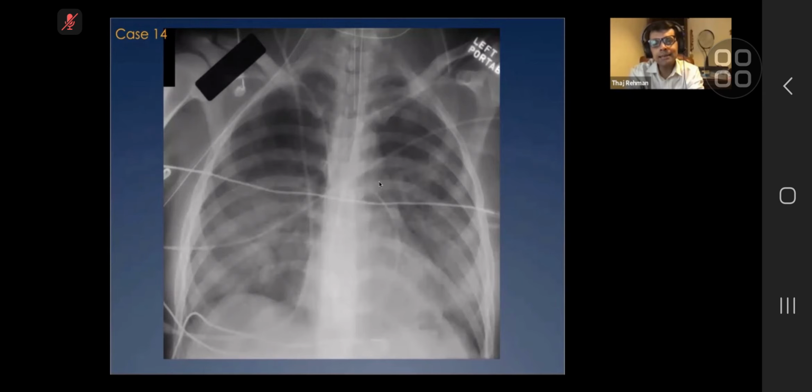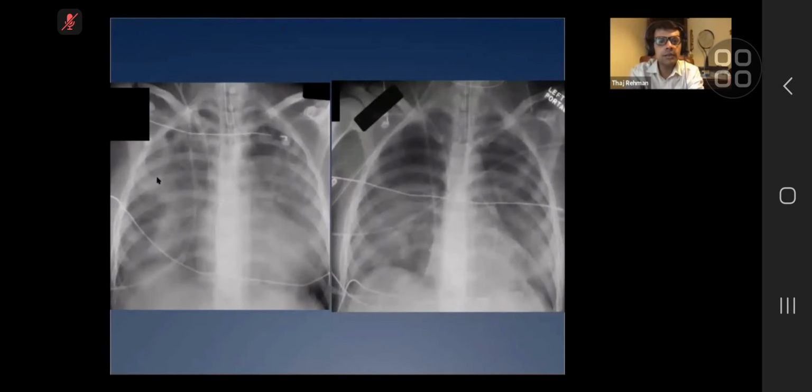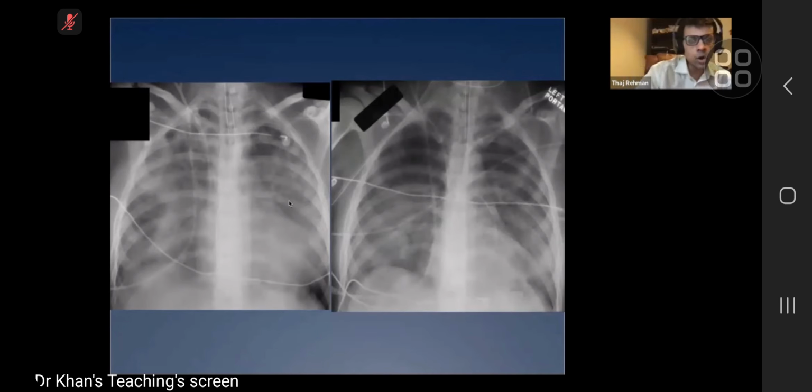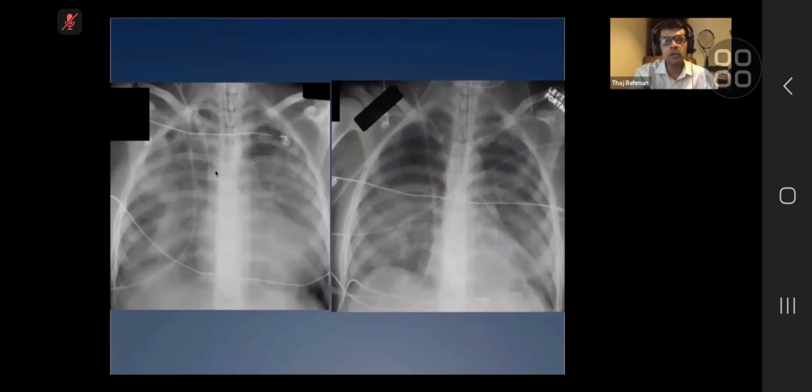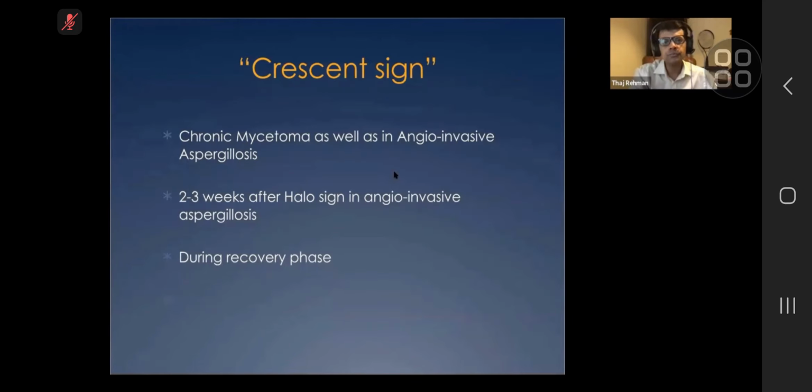Now I'll show you the next X-ray, which is the same patient 2 weeks earlier. There is quite a lot of consolidation in this radiograph, but no air crescent. Then the consolidation resolves, and at that time the air crescent sign develops. So do you get it? Air crescent can happen in a chronic fungal ball in a cavity. It can also happen in the resolving phase of invasive pulmonary aspergillosis in immunocompromised patients.